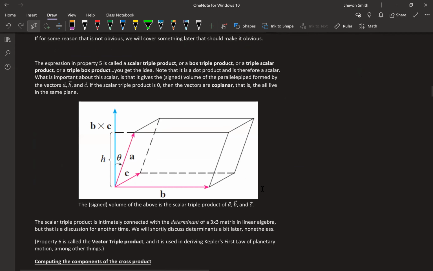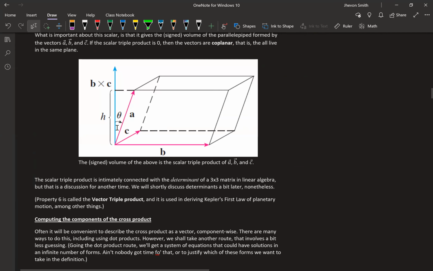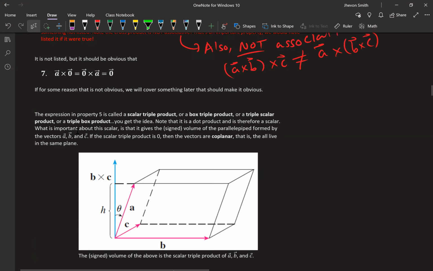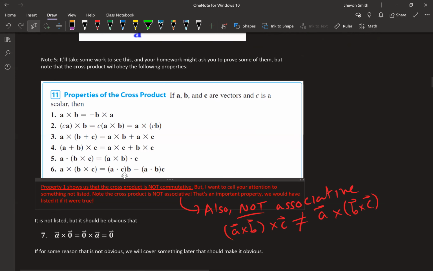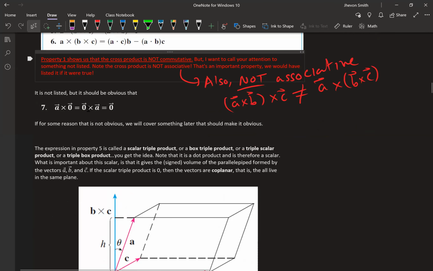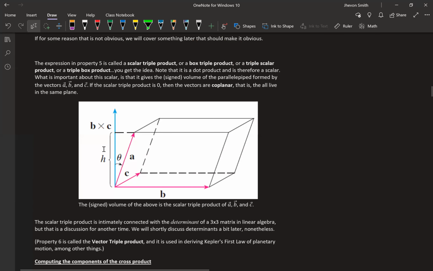Okay, you can use trigonometry and derive this, but I'm not going to go through it. Basically, you just change things to sine and cosine. Magnitude of A, magnitude of B, sine theta gives you the area of this. Then times the perpendicular height is going to give you the volume. And then you can express the perpendicular height again in terms of trig functions, and you can eventually derive this formula. But that's a very important formula, and I'll give you a different way to talk about property 5 later on.